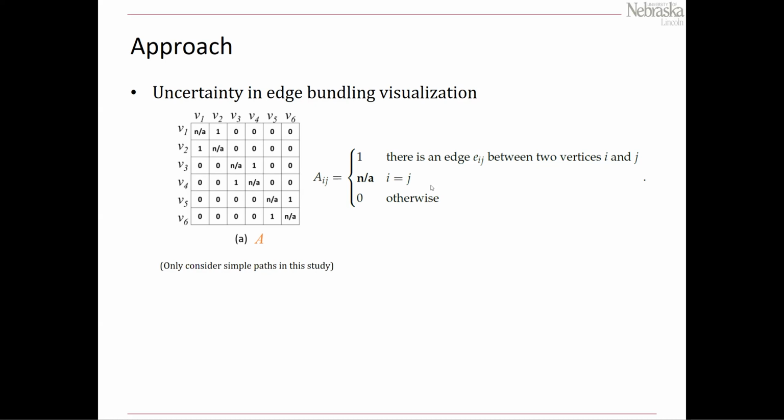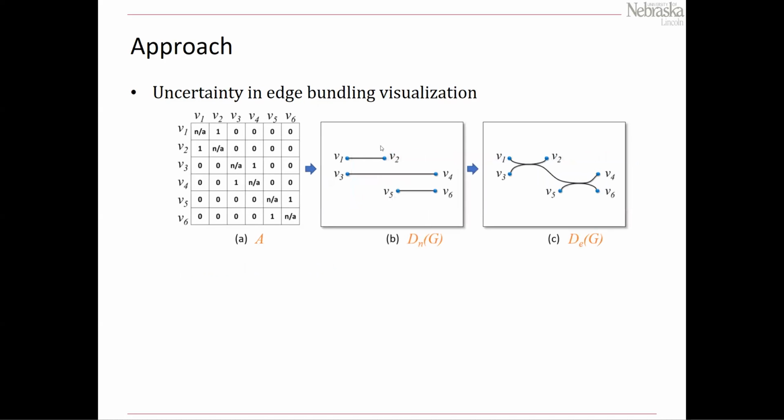Assume here we have an adjacency matrix to represent the graph. A 1 means there is an edge between vertices i and j. For example, v1 and v2 have an edge. If there is no edge, we just fill in 0. So this is a traditional adjacency matrix representation of a graph. Then we can directly translate it into a node-link diagram by visualizing this matrix, as in B.